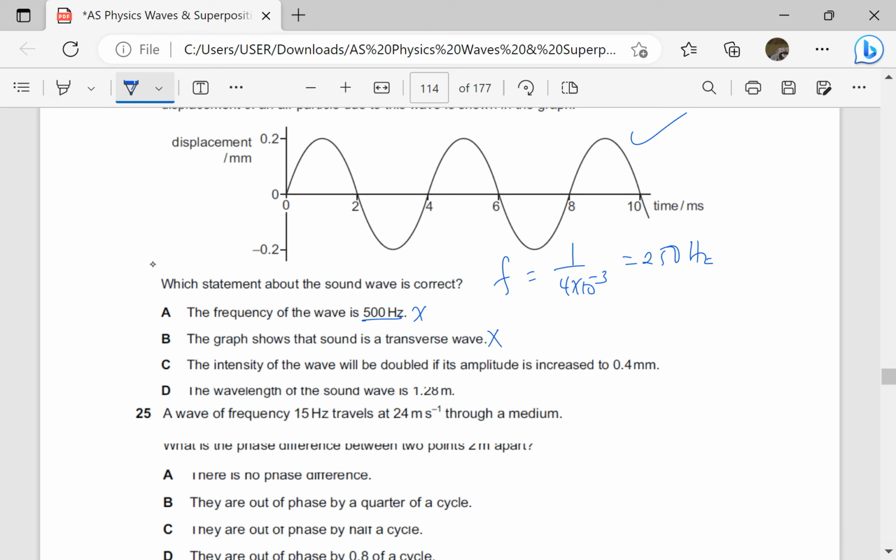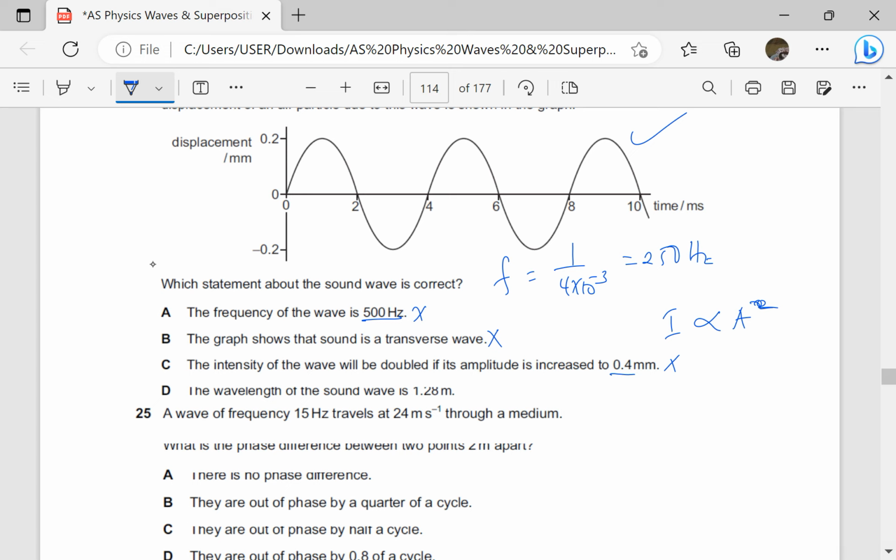C: The intensity of the wave will be double if the amplitude is increased to 0.4. Remember, intensity is directly proportional to amplitude squared. So that is not going to be true. The intensity cannot be doubled if the amplitude is increased to 0.4. That would only be if the amplitude is doubled.